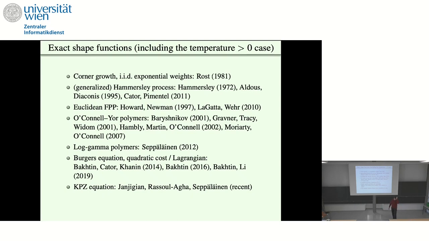Now, these shape functions have been computed for a number of models. So there is a list, but is it a long list? It depends how you look at it. In all of the situations where we know what the shape function is, they're due to some symmetry of the problem. So for example, here it was the shear invariance, and in Euclidean FPP, by papers by Howard and Newman, it was rotational invariance of the space. So it's clear what it is, because you have Euclidean balls and things like that as limiting shapes. And also there are a certain number of models where things are set up so that you can compute things precisely, exactly solvable models. So all the situations fall into these two classes.